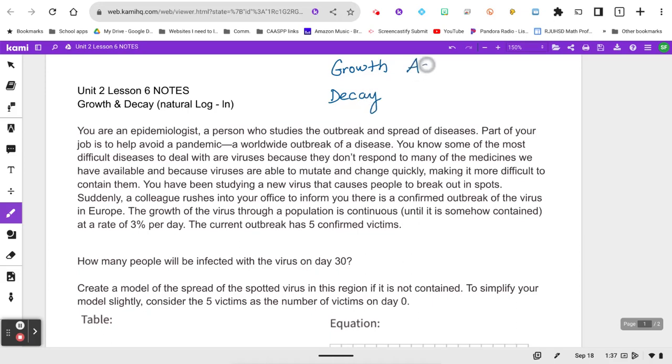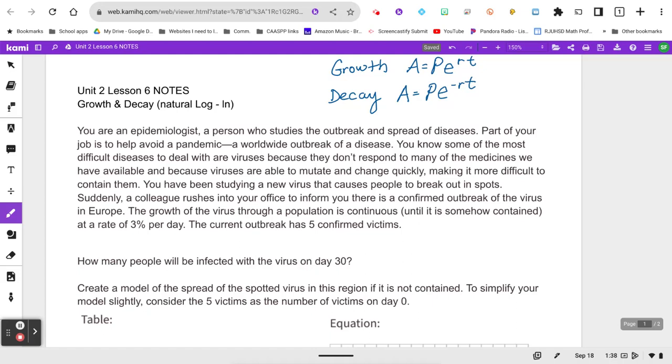So hopefully you remember the growth from our last lesson. Decay, you'll be using it on your assignment, but I just want to make sure you have it. It's almost the same formula. It's just going to be a negative RT.